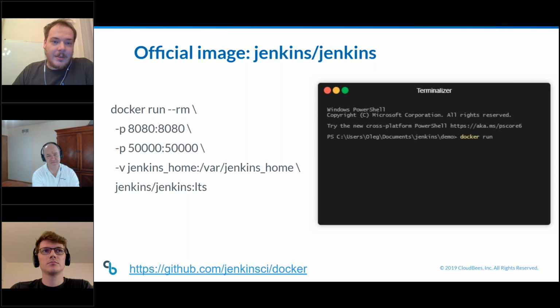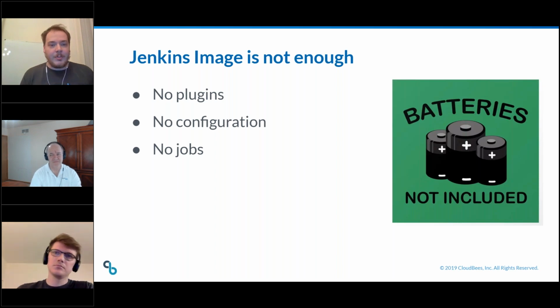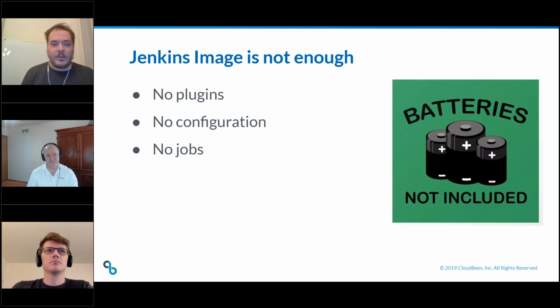And yeah, this is one of the reasons why this is not enough. Because you just run an image, but you don't get plugins there, you don't get configurations there, you don't get jobs, and basically the image isn't ready to go. Yeah, you can use it as a classic Jenkins, but if you talk about configuration management, it's definitely not enough.